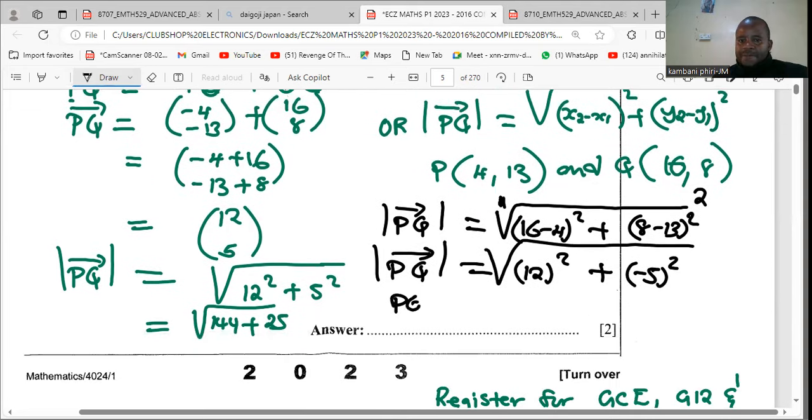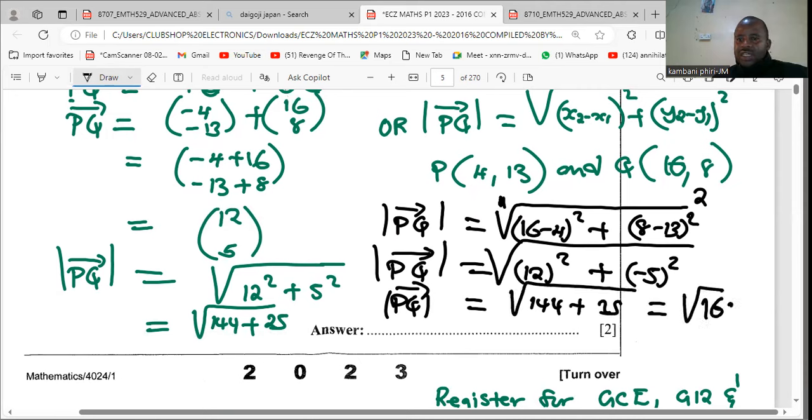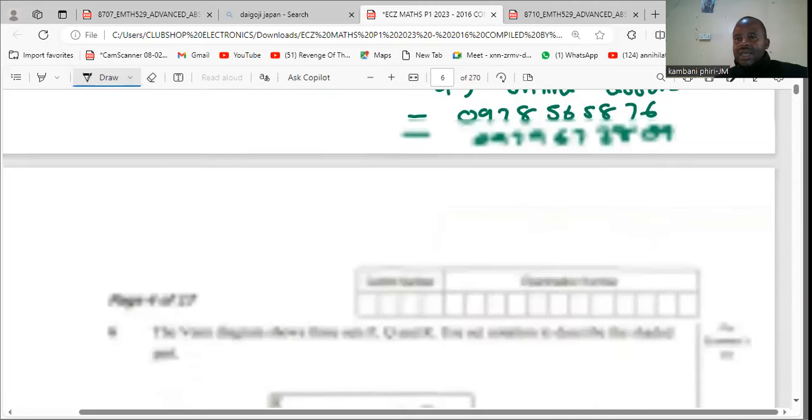So magnitude of this vector PQ will be equal to 144 plus 25. And this gives you square root of 169, which is 13 units. And you're done.